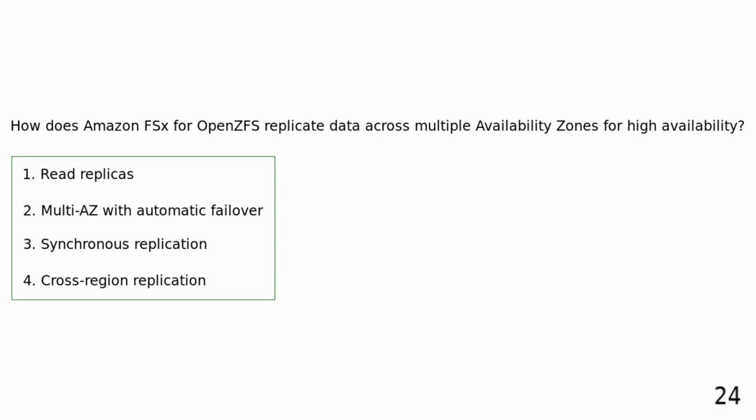How does Amazon FSx for OpenZFS replicate data across multiple availability zones for high availability? Read replicas. Multi-AZ with automatic failover. Synchronous replication. Cross-region replication.